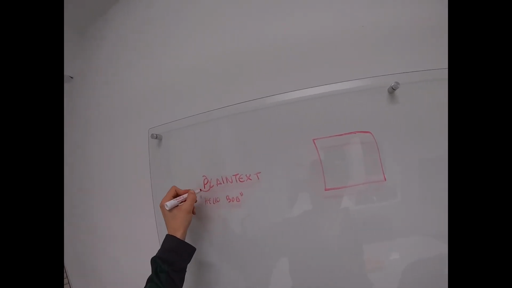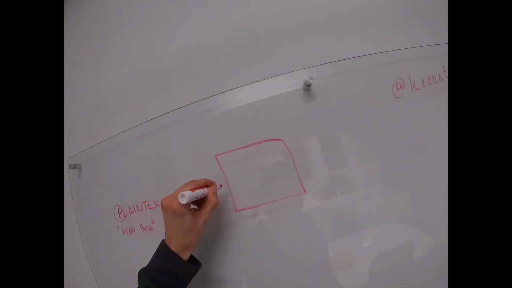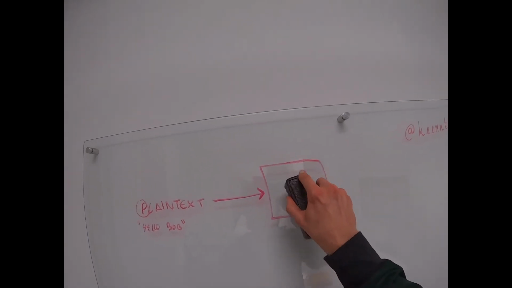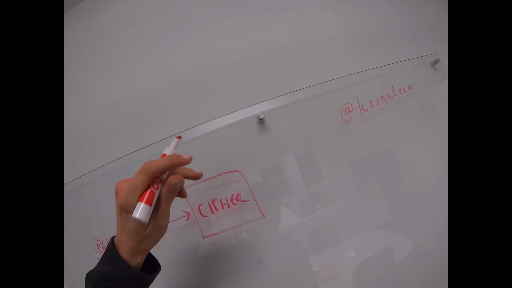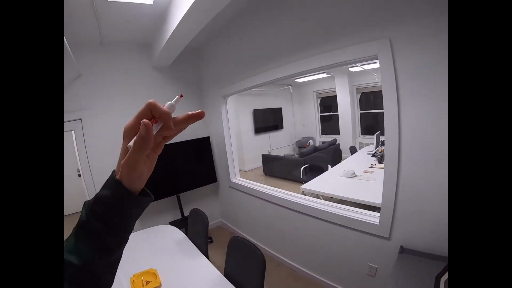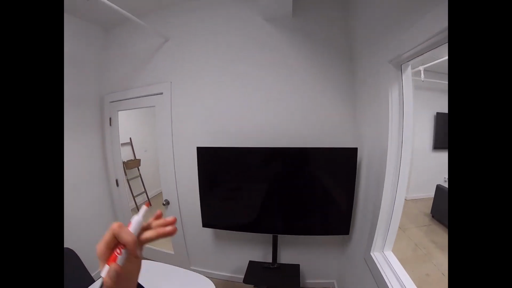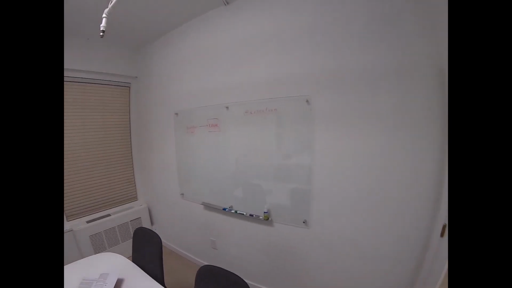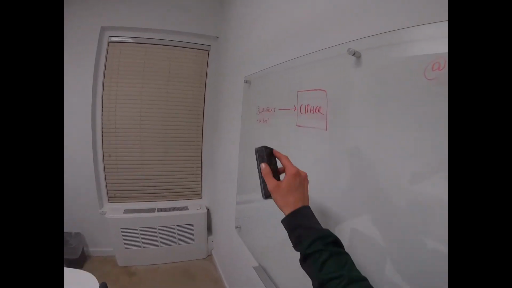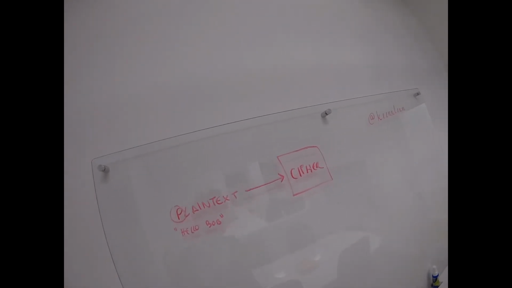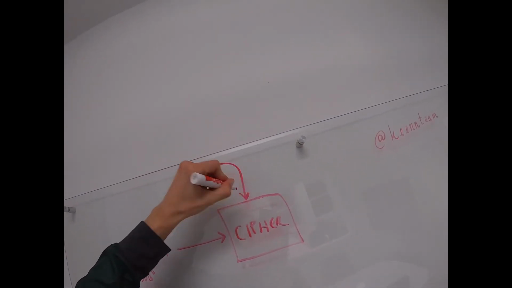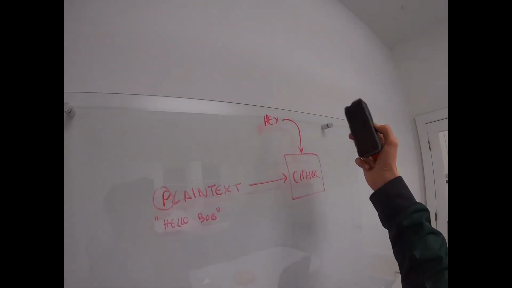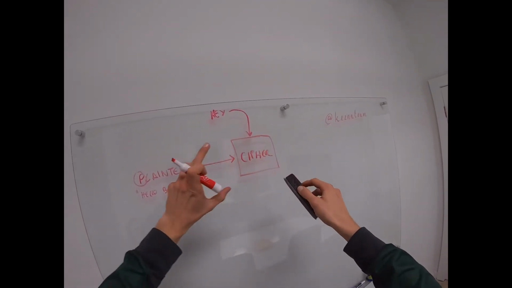The plain text, letter P, is going to be fed into what's called a cipher. Cipher means cryptographic algorithm. Algorithm means a set of rules and instructions to follow. So we're going to feed the plain text into the cipher, and we're going to feed a key into the cipher. Why is the key important? The key introduces entropy. It introduces chaos into the plain text.